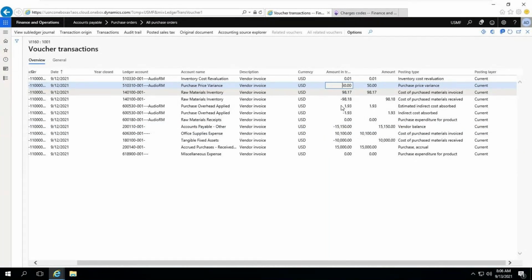What is the meaning of this? I will explain it to you tomorrow. It should be 100, but why was it split into 98.18 and 98.17 and 1.93? Why was it split? I will show you tomorrow. That is one of the functions. It is the standard cost method. If it is a standard cost method, it will show like this.